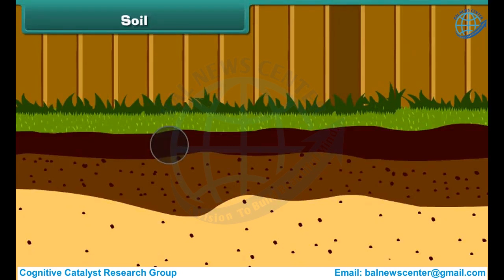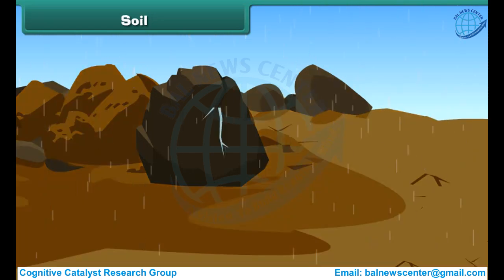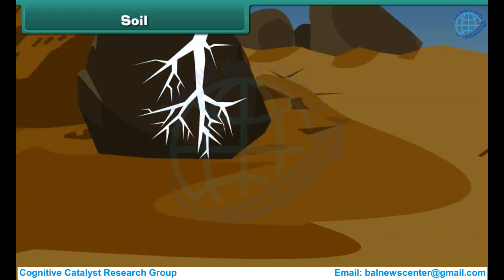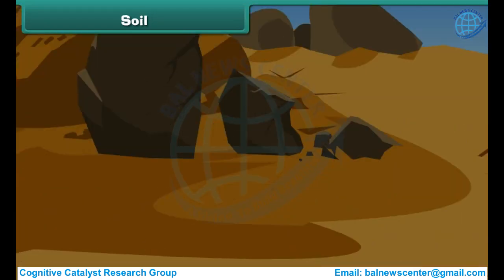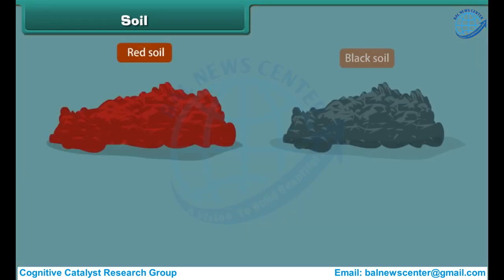Soil. Soil is a thin layer of Earth's crust. It is formed by the breaking up of rocks into small pieces by water or wind. Soils differ in their texture. Some are fine, others are coarse. Soils also differ in their color. At some places they are red in color, at others black.